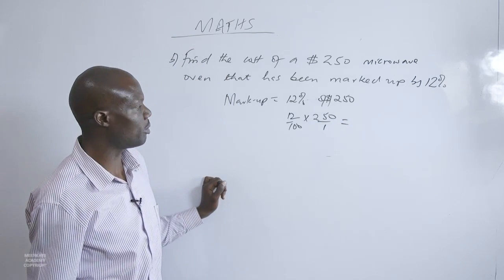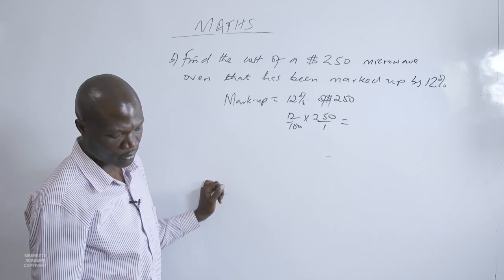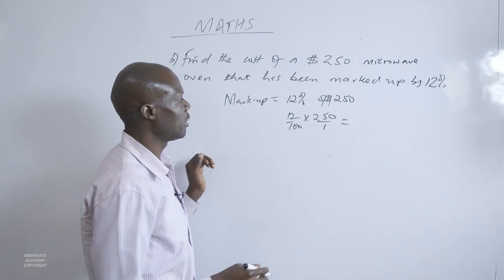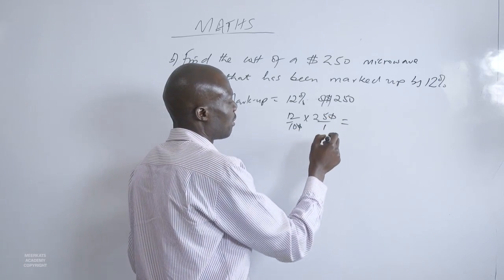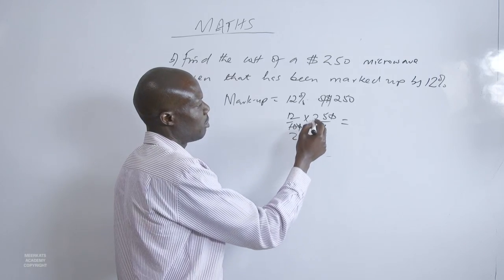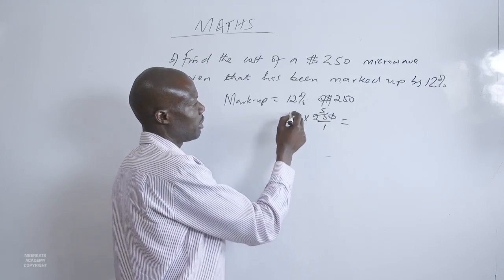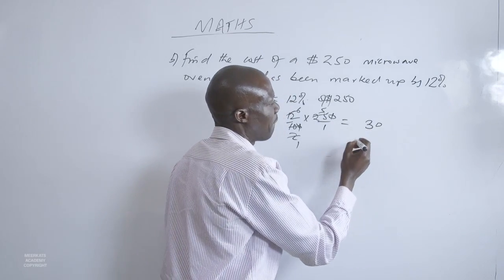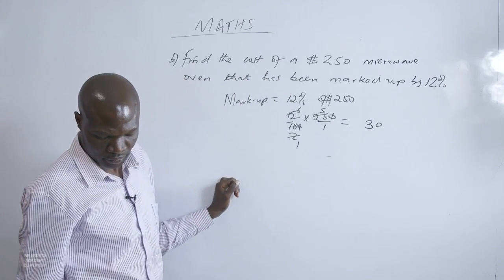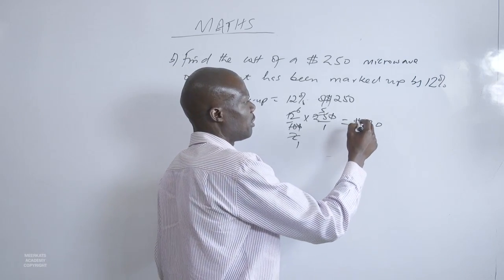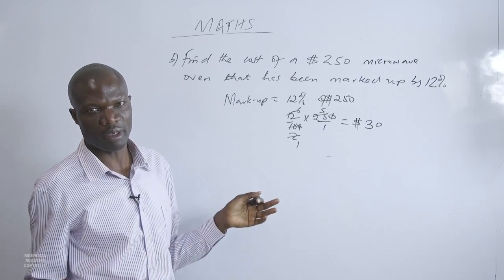So when you multiply that out, when you simplify it out, you'll find that this one will give us: by 5 is 2, by 5 is 5, by 2, 1, by 2, 6. 6 times 5 is 30. So we have $30 as our markup.